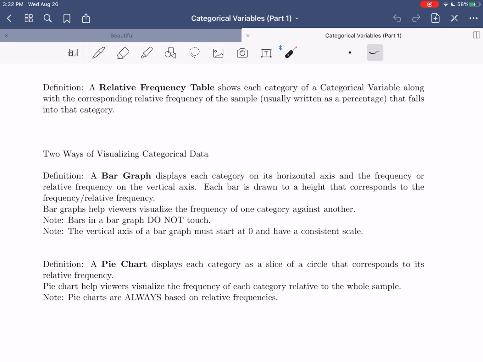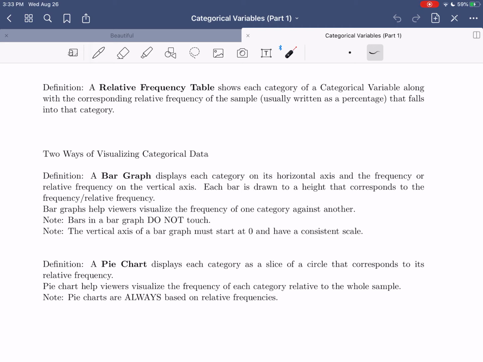So the first thing that we'll talk about is what's called a bar graph. A bar graph basically displays each category on its horizontal axis and the frequency, or relative frequency, on the vertical axis. Notice that this means that when you build a bar graph, you can build what is called a frequency bar graph or a relative frequency bar graph. You can use either one as your vertical axis. Each bar is drawn to a height that corresponds to its frequency or relative frequency.